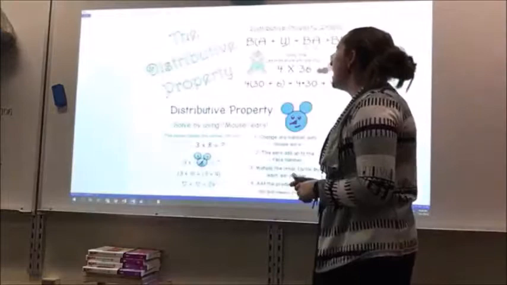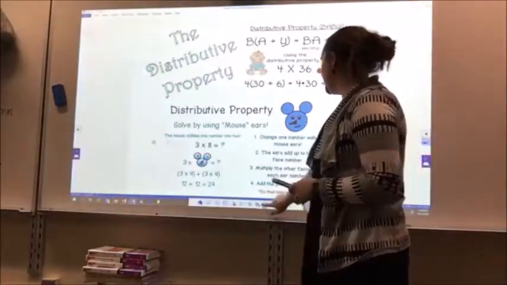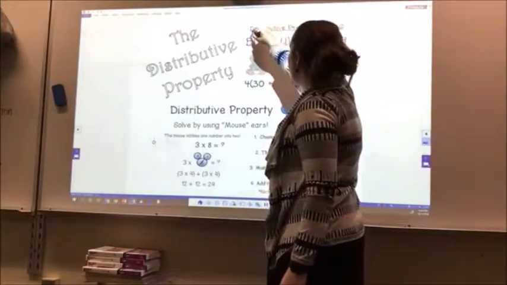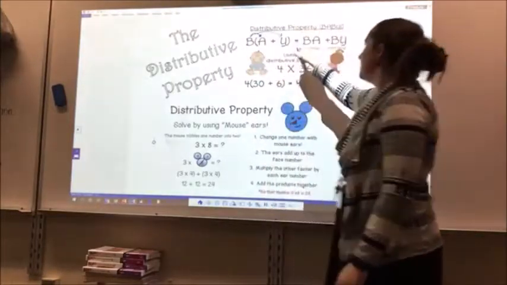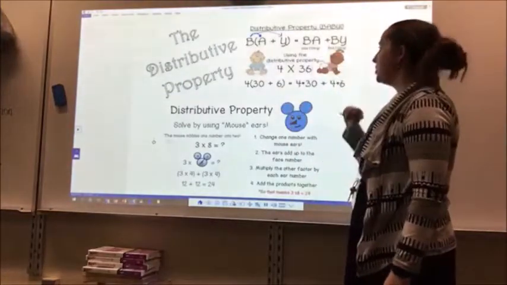So basically the idea is I'm taking B and I'm distributing it to everything that's inside the parentheses. So the B gets distributed to the A and to the Y. So I multiply B times A plus B times Y.